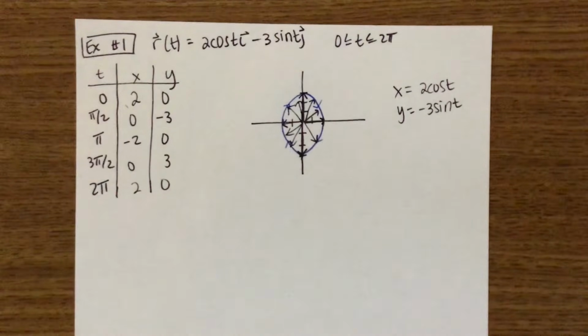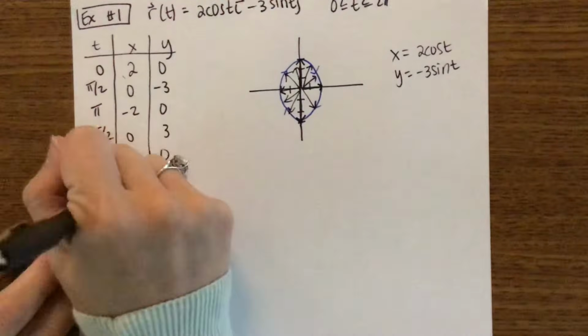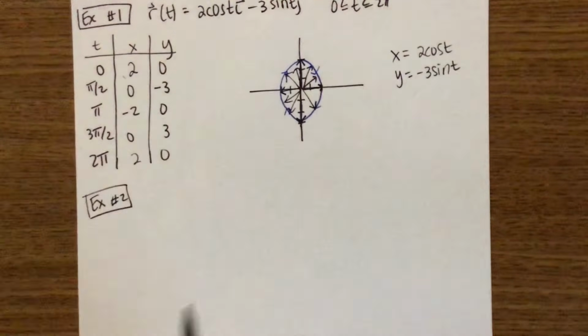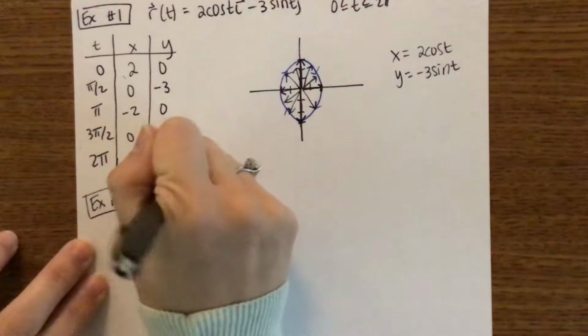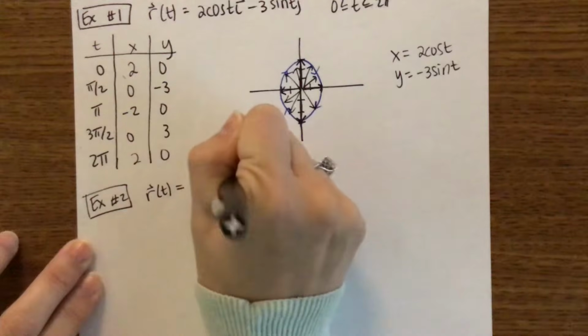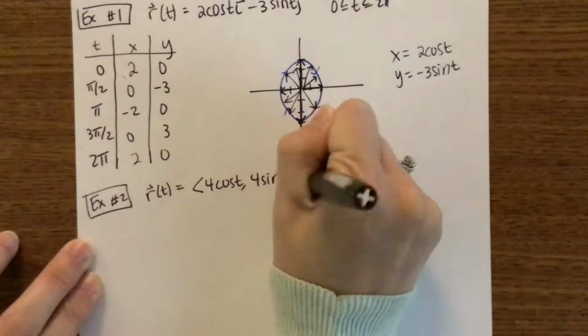Ready for our next graphing one? Okay, good. This one's in 3 space, so hope you're ready for that. Okay, next example. R of t is going to be 4 cosine t, comma 4 sine of t, comma t.